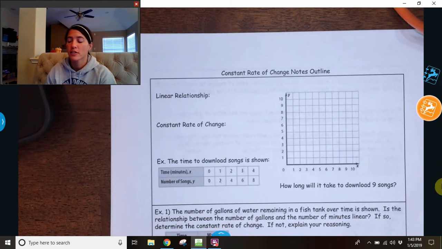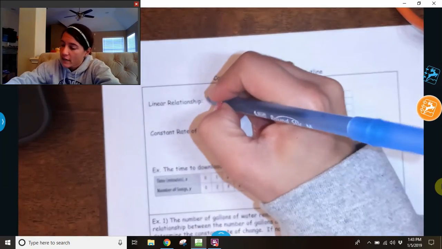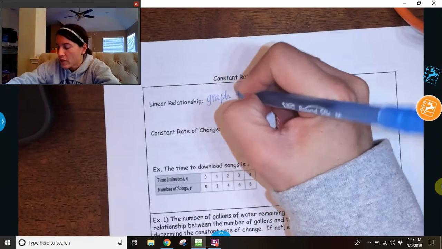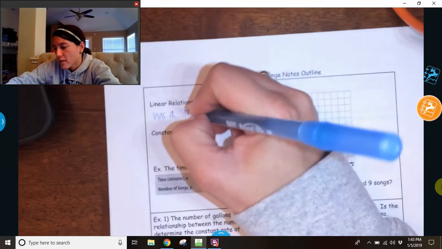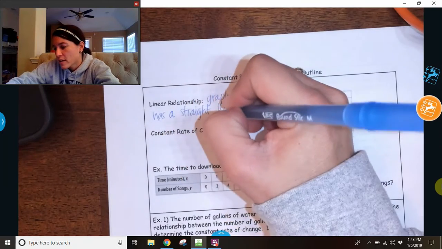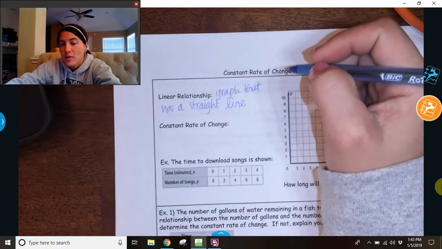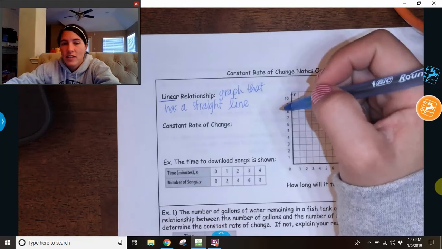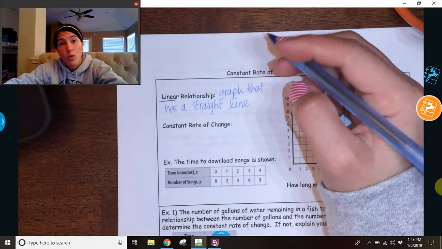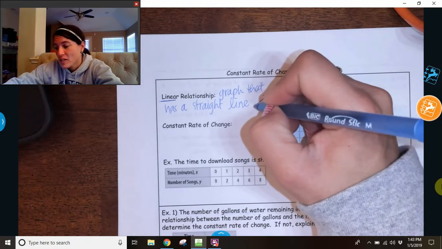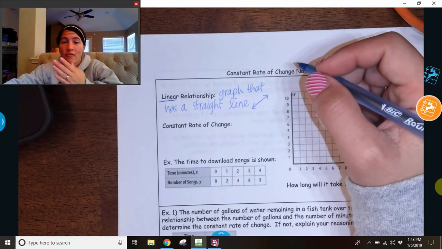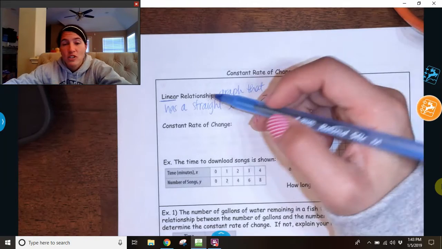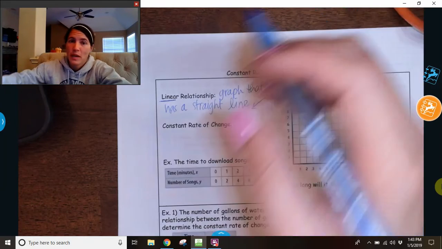A linear relationship is any graph that has a straight line. Maybe you see the root word of linear is the word line. So a straight line could be vertical or horizontal, but also diagonal is going to be considered a straight line. So a linear relationship is one that forms a line between the two quantities or the two items being compared.